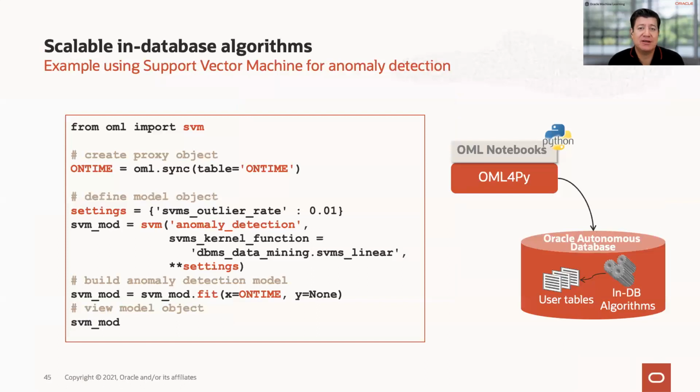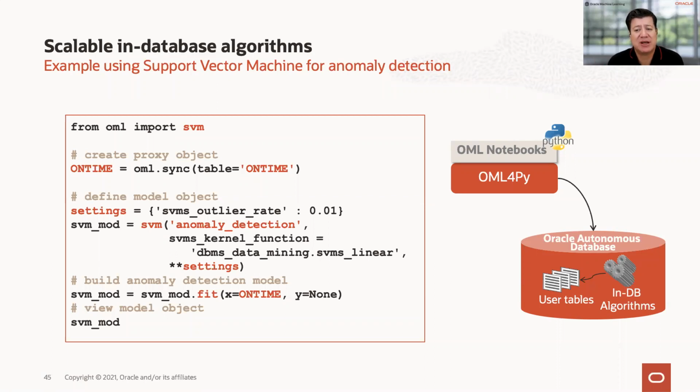Then the idea is to run the algorithms. We're going to say import OML, as always. Inside OML, we have the algorithm specifically. So for example, if we do an OML sync, now I get the proxy table for that, and I define the model object. There are settings that all the model objects will take. In this case, for my support vector machine, I'm defining an outlier rate of 0.01. But you don't need that; you can use the defaults, though normally you would try to set some of that.